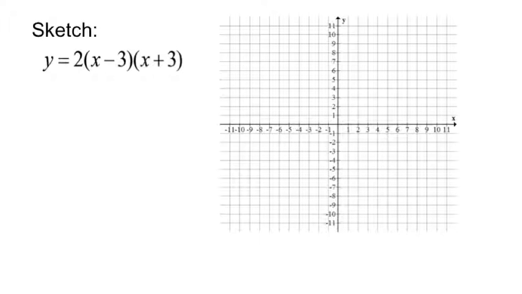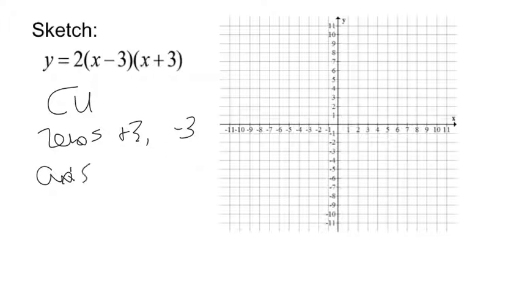I'm going to start off by referring to, once again, those key properties. In this case, I see the a value is positive, so I am concave up. And my zeros are at positive 3 and negative 3. So zeros, positive 3, and negative 3. Okay? My axis of symmetry is x equals 3 minus 3 divided by 2, which is 0.